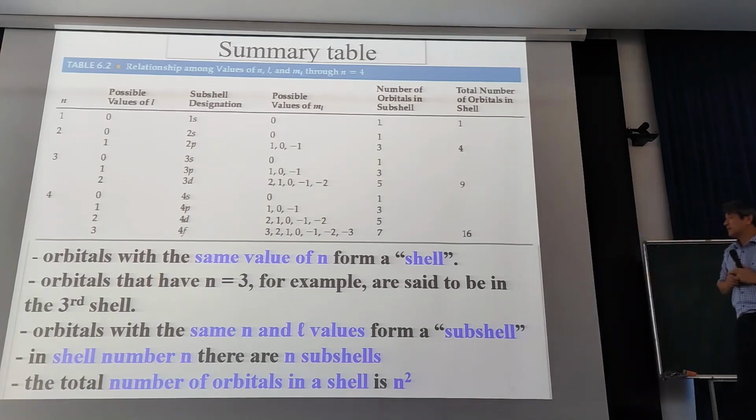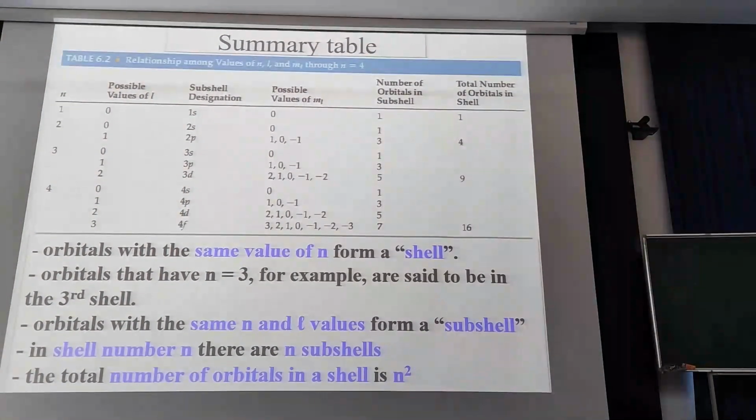Orbitals with the same value of n form what we call a shell. That's the concept of a shell, right? We have the same layer, same shell. Orbitals that have n equal to 3, for example, are said to be in the third shell. That means you have n equal to 1, the first shell, the second shell, and the third shell. Orbitals with the same n and l value form a subshell. For example, you have subshell 2s, and for n equal to 3 you have subshells s and p, for example.